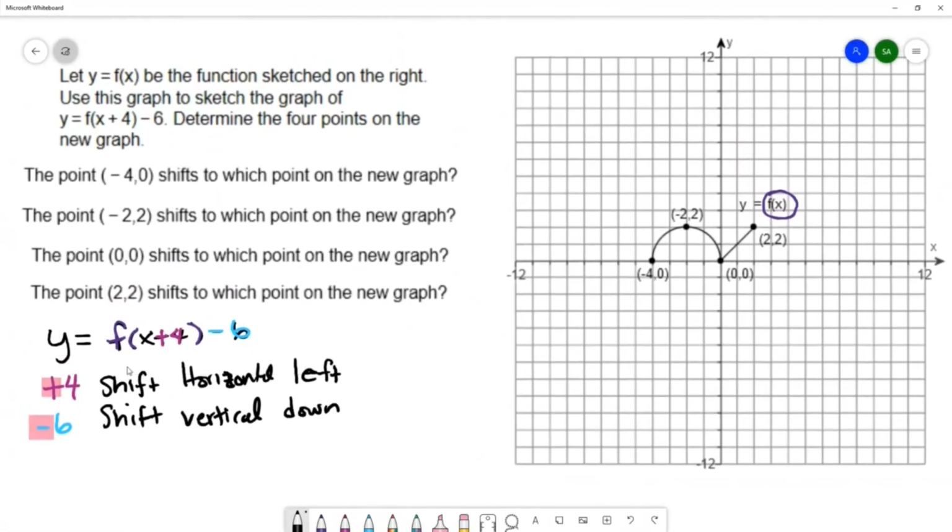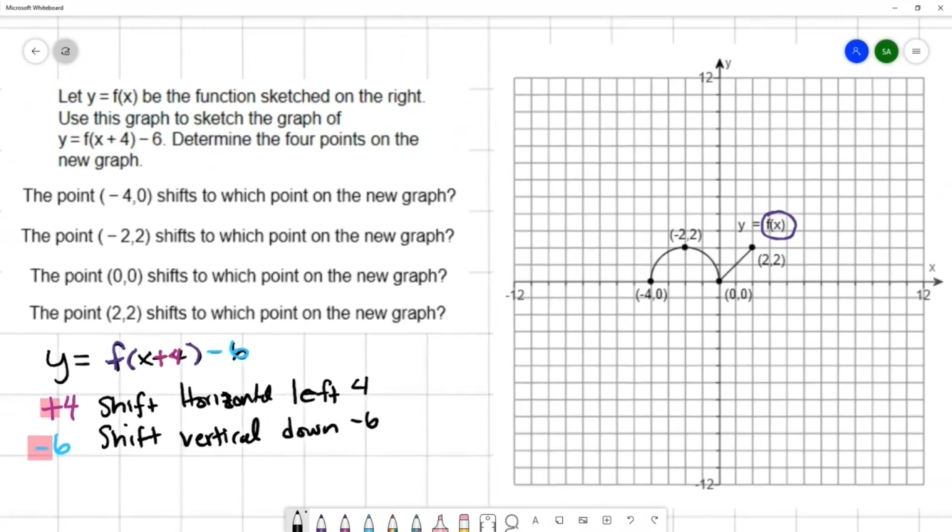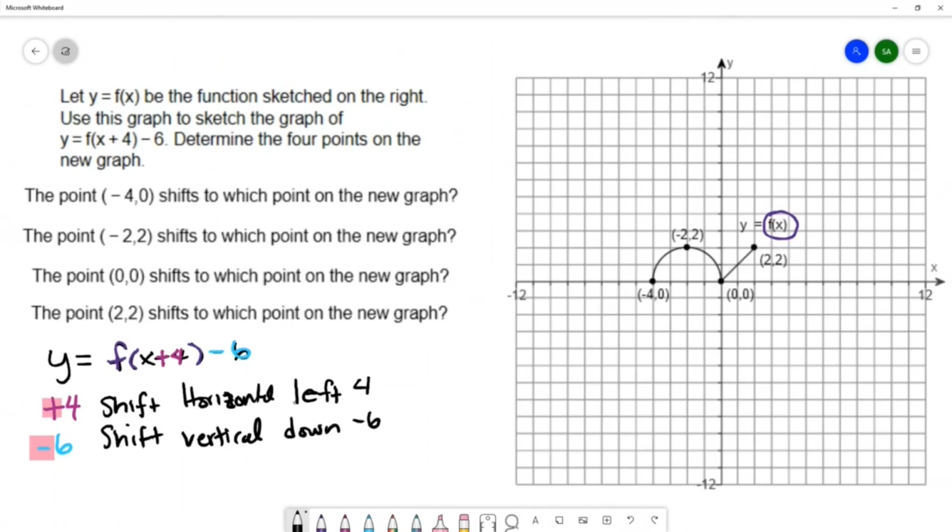So now that I know that I'm going to be shifting left 4 and down 6, I know what's going to happen to each one of these points. So if I move to the left 4, 1, 2, 3, 4, that is subtracting 4 from whatever the x coordinate is. And if I move down 6, that is subtracting 6 from whatever the y coordinate is. So on every one of these ordered pairs, I'm going to subtract 4 from the x and subtract 6 from the y to get to my new point on the graph, which is (-8, -6) for that first one.